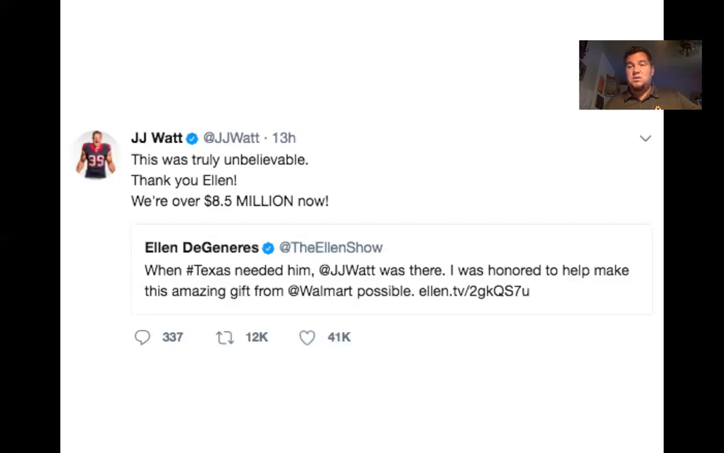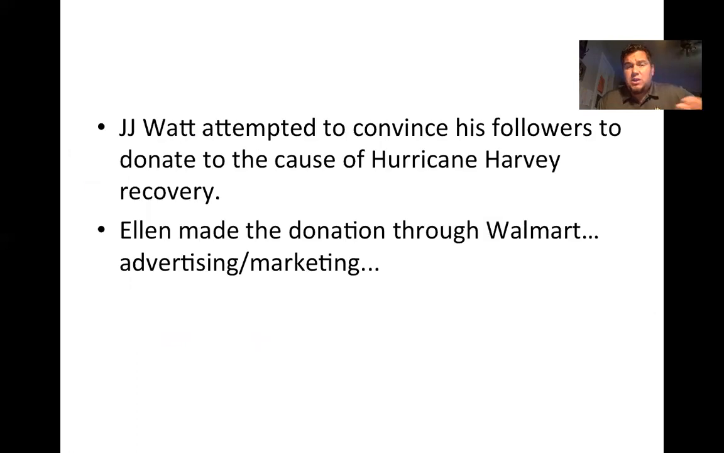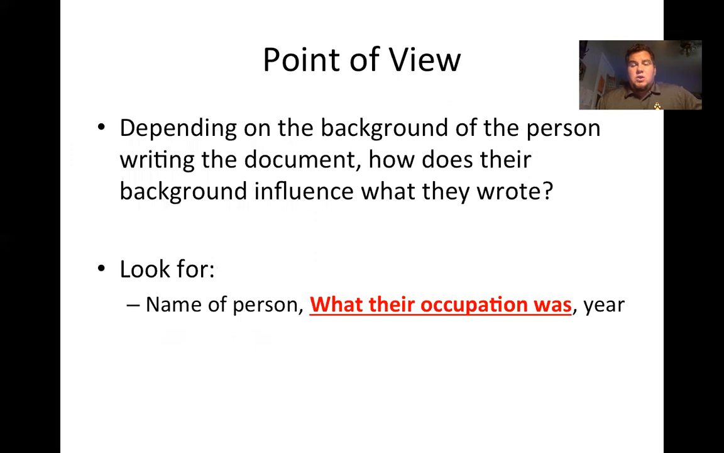Any of them would potentially be correct if you explain how that purpose influences what was written in these documents. So J.J. Watt is attempting to convince his followers to donate to the cause of Hurricane Harvey. Ellen made the donation through Walmart, which is advertising marketing. The last one is point of view, POV. Depending on the background of the person writing the document, how does their background influence what they wrote or why they wrote it? This one is kind of tricky, but once it clicks, it'll be really easy.